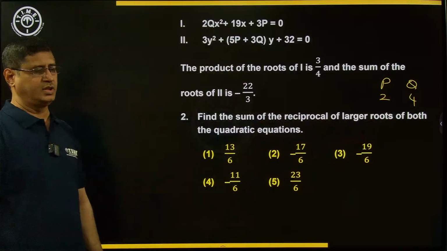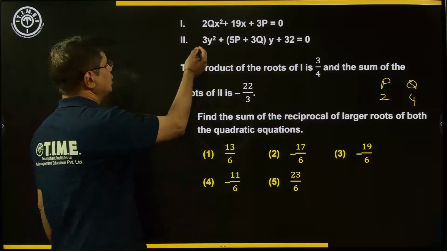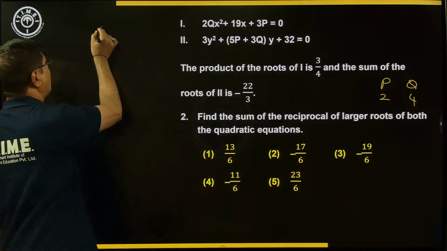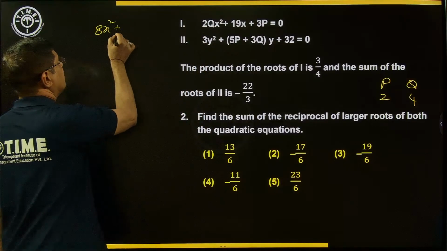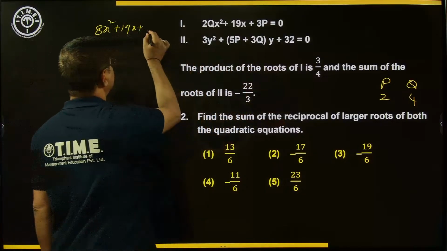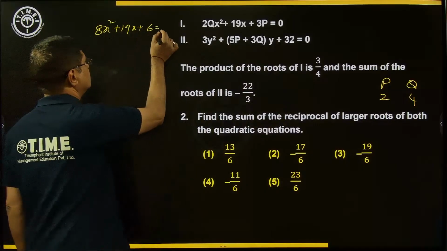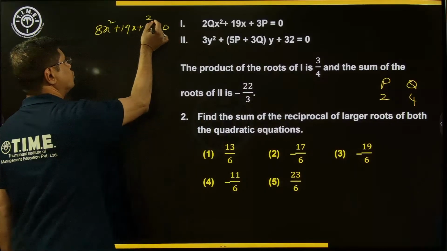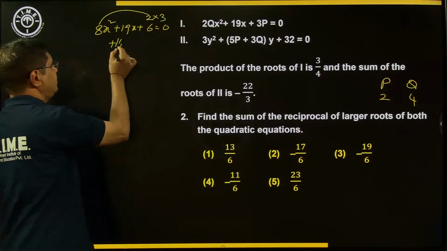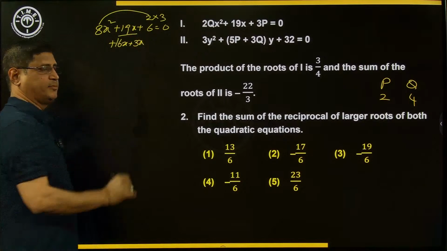Now, find out the roots here. What are the roots for the first quadratic equation and the second quadratic equation? Q is equal to 4 means 2 into 4, 8x square plus 19x. Now, P is equal to 2 means 3 into 2, that is 6, is equal to 0. 6 means 2 into 3. Now, 2 into 8, that is 16x plus 3x is the middle term.